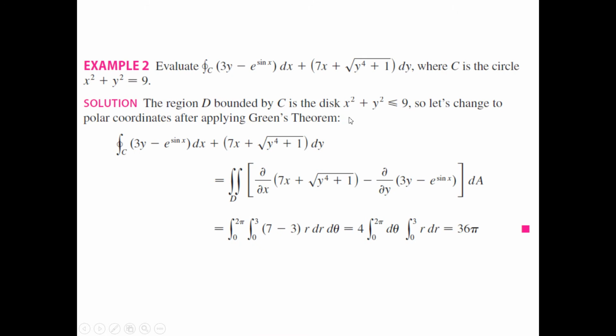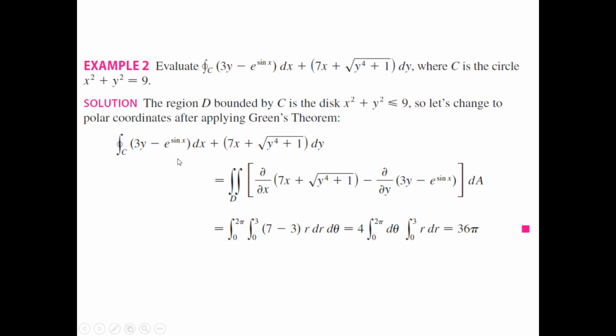Example number 2, evaluate this line integral where C is the circle x squared plus y squared equals 9. So the region D bounded by C is the disk x squared plus y squared is less than or equal to 9. So let's change to polar coordinates after applying Green's theorem. So by Green's theorem, this is P, this is Q.